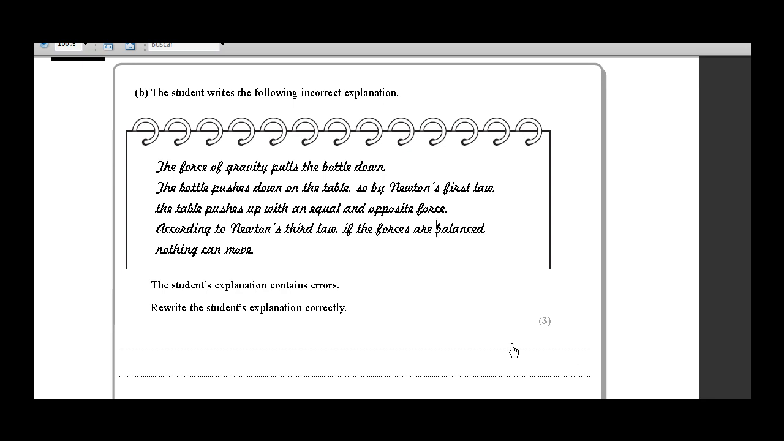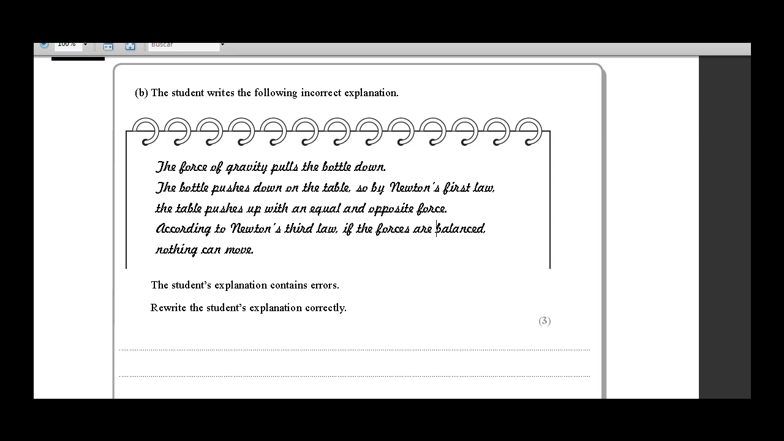Part B says, a student writes the following incorrect explanation. The force of gravity pulls the bottle down. The bottle pushes down on the table. So by Newton's first law, the table pushes up with an equal and opposite force. According to Newton's third law, if the forces are balanced, nothing can move. So we write the student's explanation correctly.